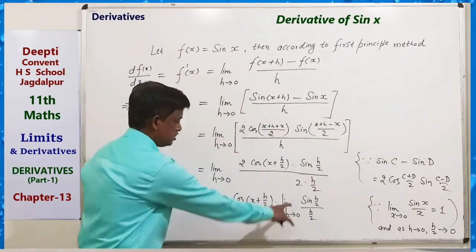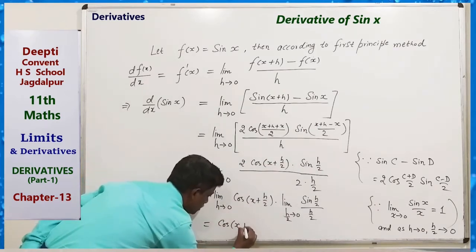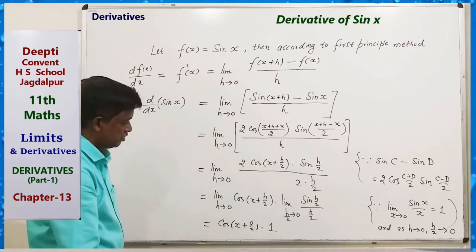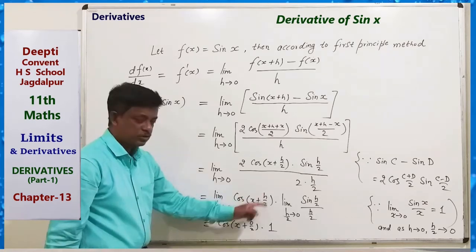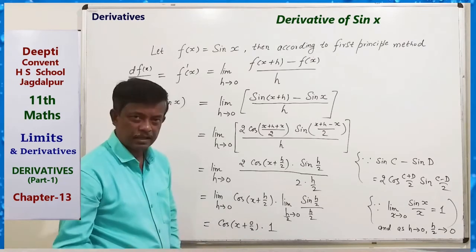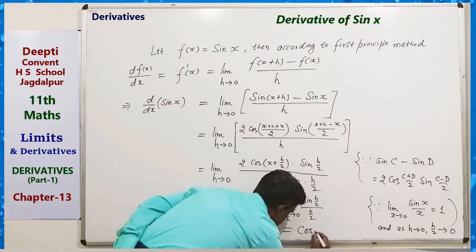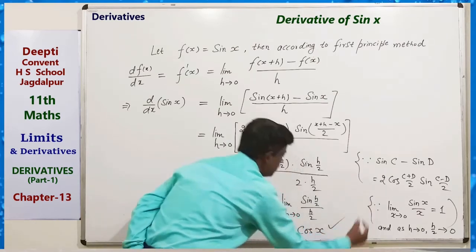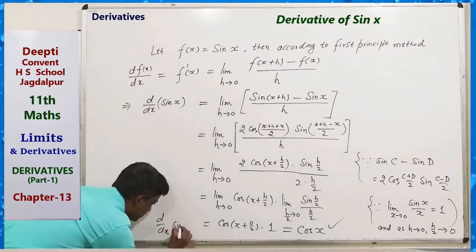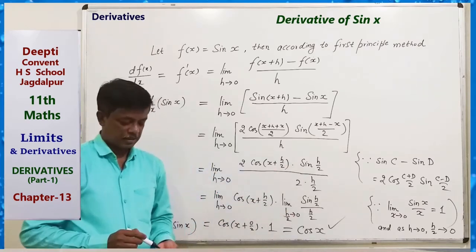So this is equal to 1, and here we can write cos x plus 0 by 2 into 1. cos h equals 0 you can put here. So 0 by 2, 0, cos x into 1. So this is equal to cos x. So this is the derivative of sin x, dy/dx of sin x. The derivative of sin x is cos x.